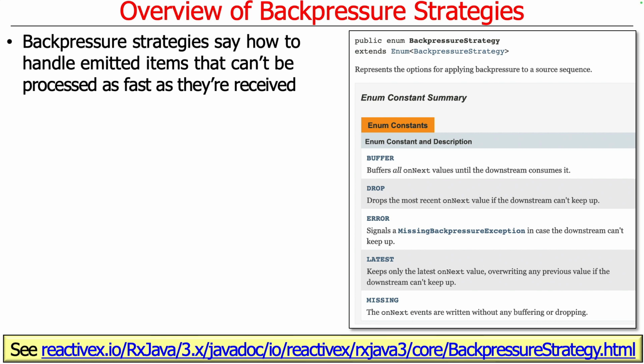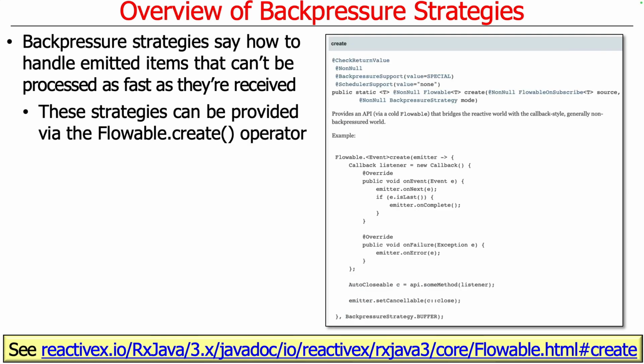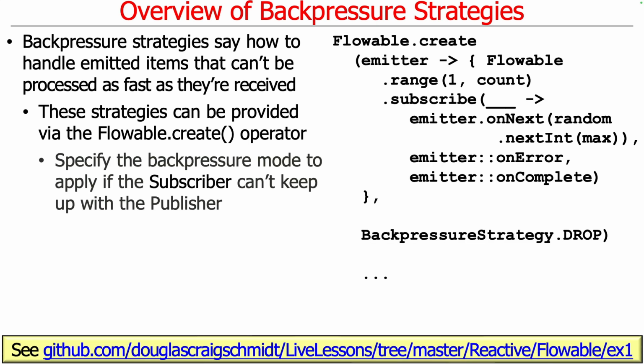So let's talk about these strategies in a bit more detail. So the way this works is there's a create operator on a Flowable, which can be used to indicate not only where the data comes from, but also the back pressure strategy, what's called the mode. And it's the second parameter here to create that's used to specify the mode. So here's an example where we're going to provide basically an emitter strategy where we're going to go from 1 to some count, and we're going to subscribe this, and we're just going to emit random numbers as fast as we can.